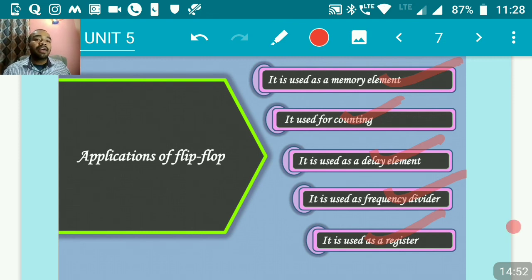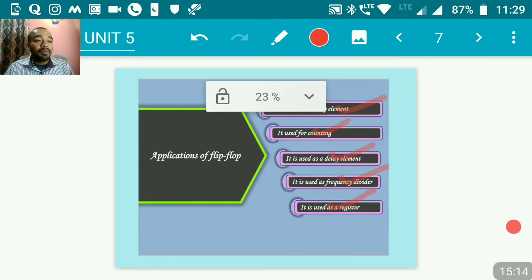Then we can definitely go with shift registers. We have 4 shift registers and 3 counters to be discussed in this chapter, so that this chapter is going to carry 12 main questions, and these 12 main questions will give you 35 marks in your examination. That is how important this 5th unit is for you.